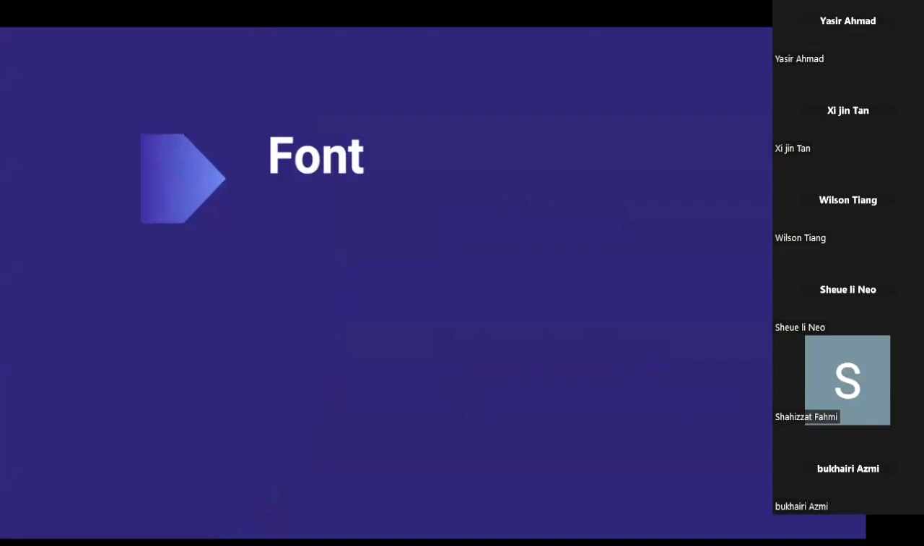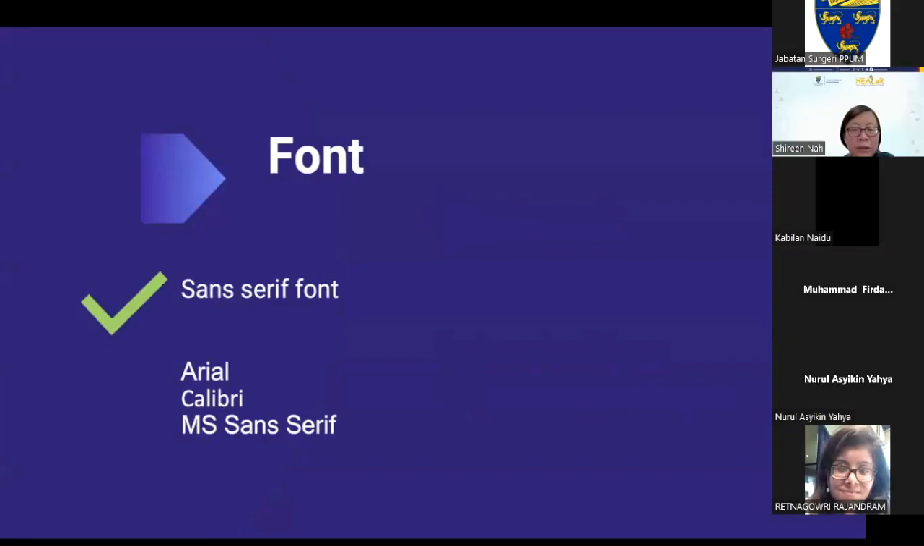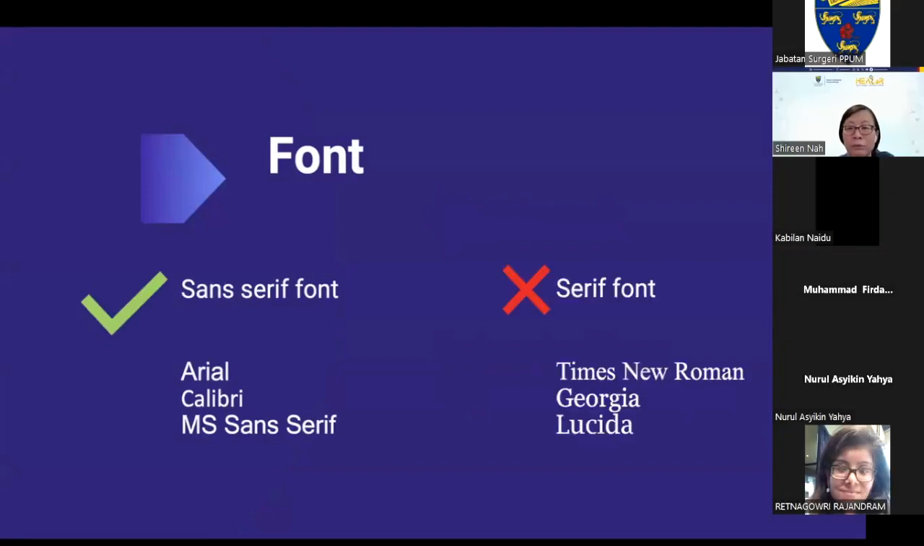Okay, font is very, very important. Again, surgical trainees, you know I keep going on nagging about your font, okay? Why? Sans serif font. What does sans serif font mean? It doesn't have those little edges that come out, right? So this is a serif font. So Times New Roman, Georgia, Lucida. These look nice in print, but they don't look nice and clear on a PowerPoint presentation when you're presenting in a crowd, okay?